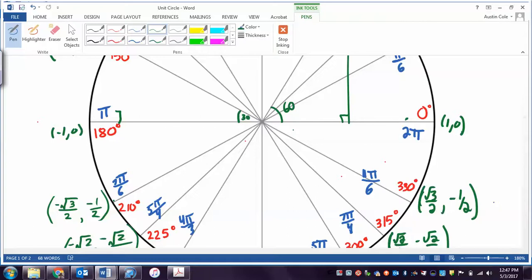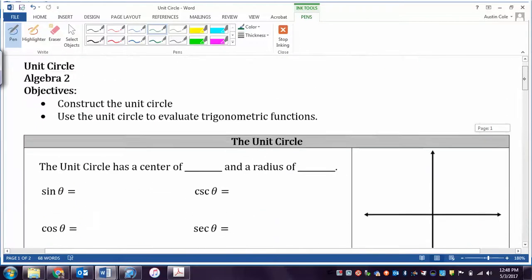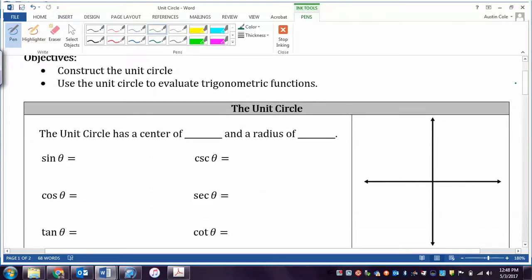So let's go back up to the top. We've been doing trigonometry, sine, cosine, tangent, okay? And right now, if I think about the unit circle, well, first of all, the unit circle has a center of the point 0, 0, and has a radius of 1.